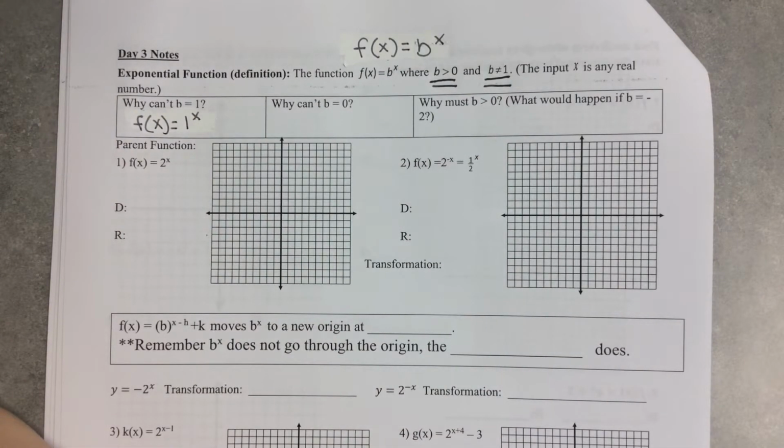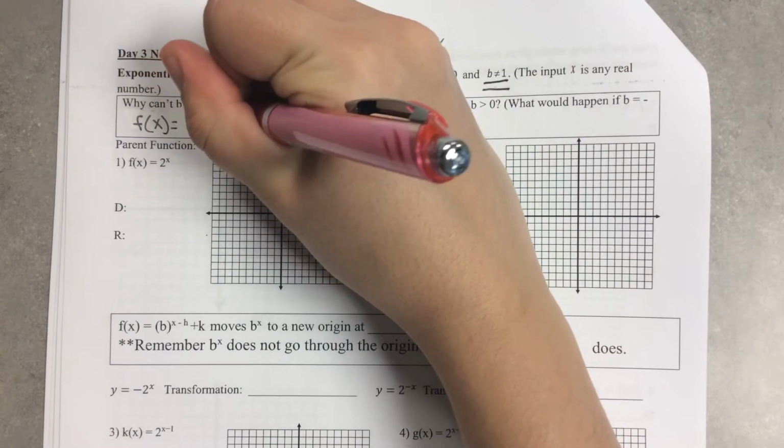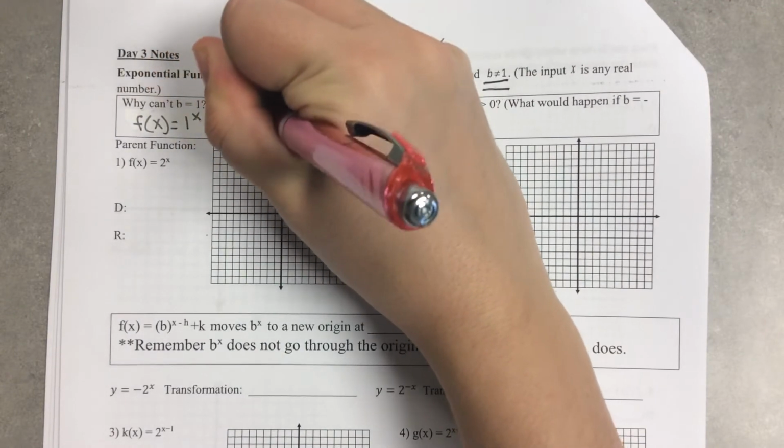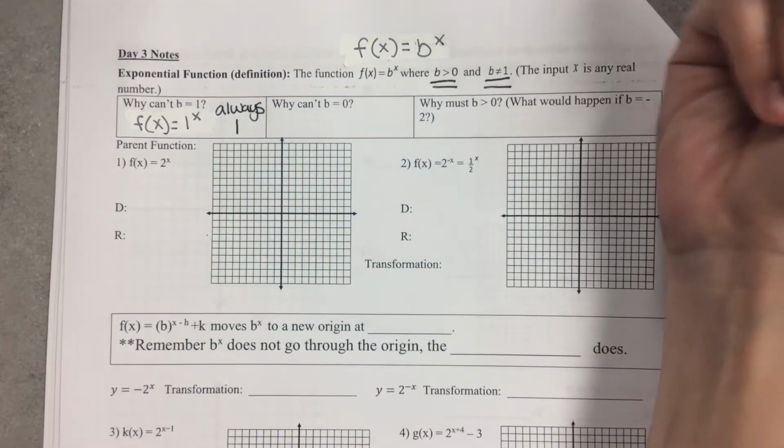What's 1 raised to any power? 1 raised to the 4th power is 1, 1 raised to the 700th power is 1, 1 raised to the negative 5th power is 1. It doesn't matter. It's always going to be 1. So if it's always going to be 1, it's not going to have that exponential curve that we want.